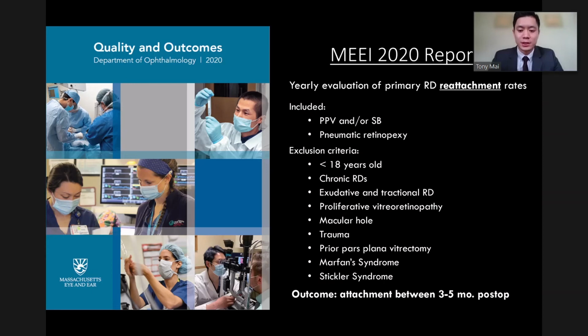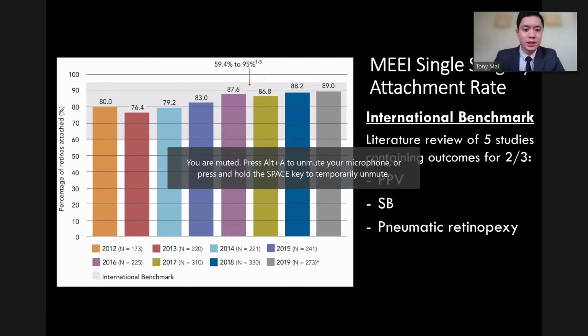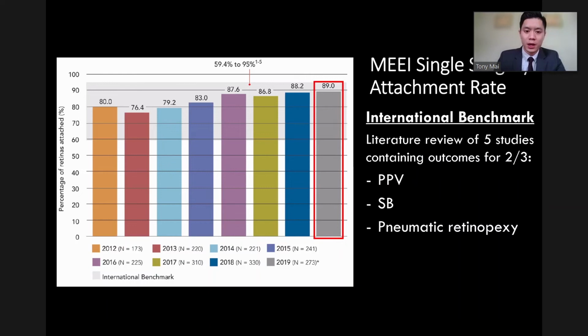So this is the chart that they had in their report, and their latest number in that red box in the gray column is 89%, which means that in post-op month 3 to 5, 89% of patients were still attached for primary RDs. And I want you to look at the international benchmark that they have here, and that's this gray shaded box behind the colored columns.